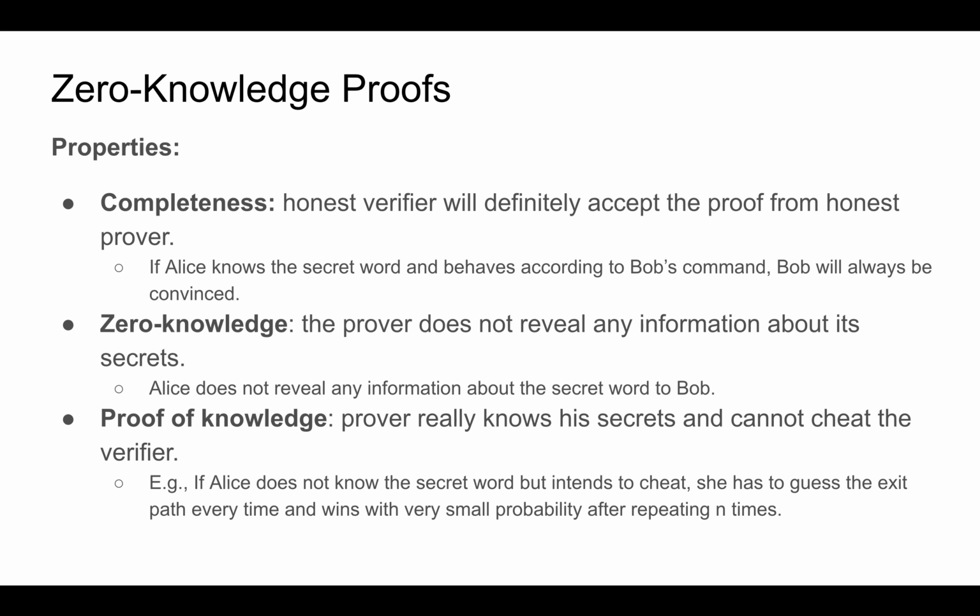The last property is called proof of knowledge, which means the protocol is secure against a malicious prover. That is, the prover really knows his secrets and cannot cheat the verifier. In the example, if Alice does not know the secret word but intends to cheat, she has to guess the exit path correctly every time and wins with very small probability after repeating n times.